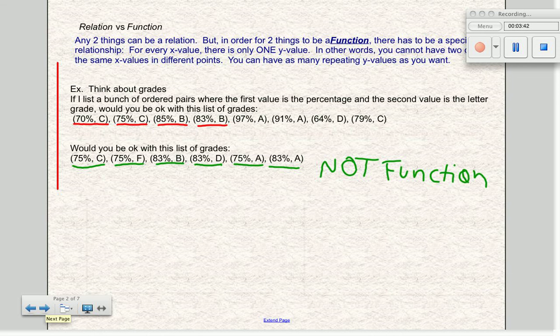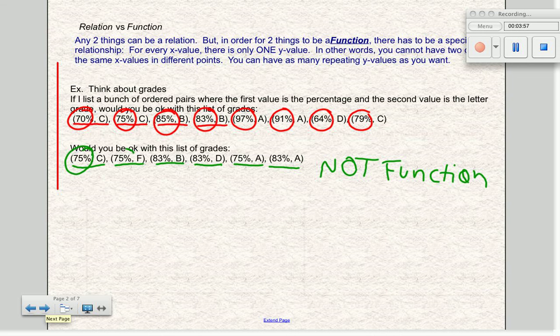The other list of values is a function. If you look at the first list, my x values, which are always the first numbers in a point, the x values are all different. They're all different, so that's the point. That's all I really need to be concerned of.